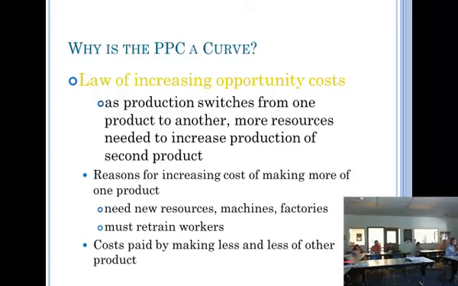Like I put, the reasons are new resources, machines, factories, and labor is going to be huge. The cost is paid by making less and less of fewer products. And sometimes you just say it's not worth it. No one's buying the Bruno Mars CD, so we're not going to make it. We're going to stop producing it.